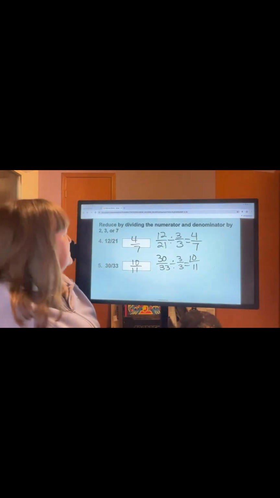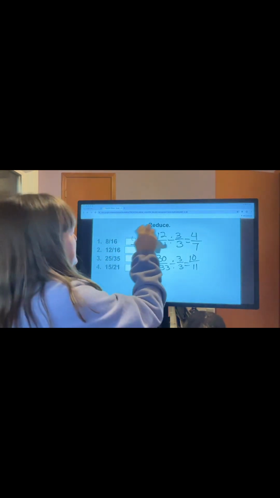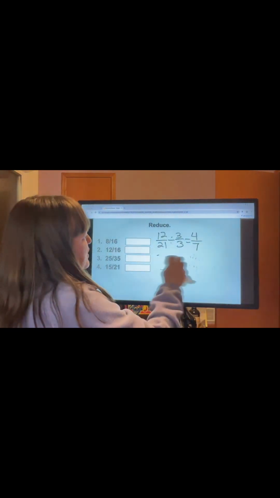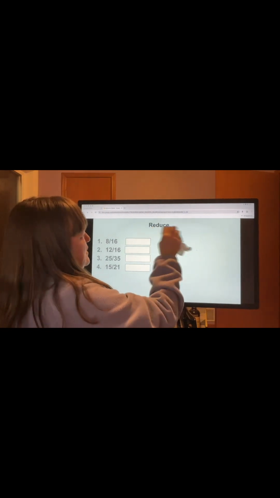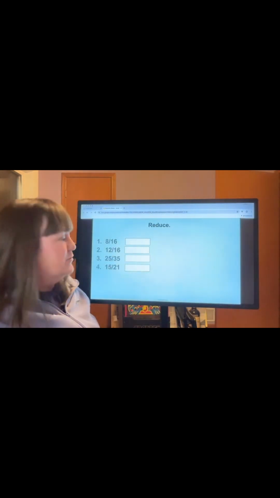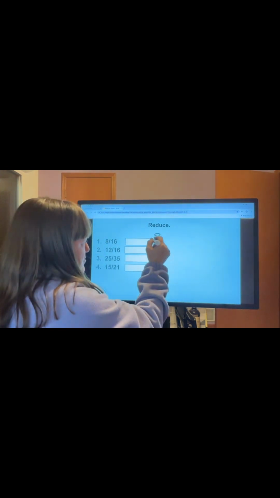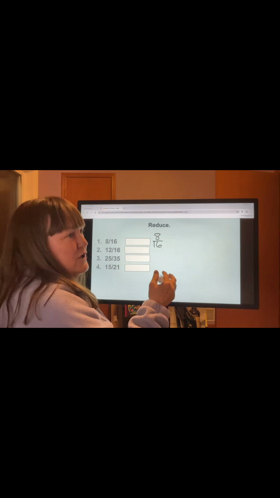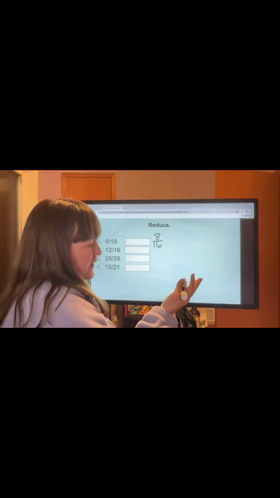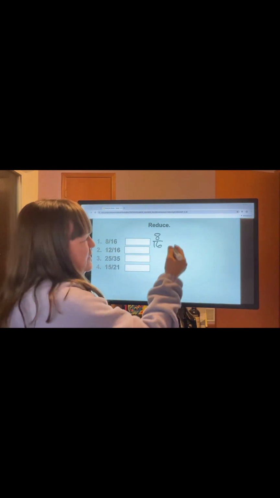Okay, let's go to the next one. It just says reduce. It doesn't give you the number to reduce it with this time, okay? But that's what you're doing. You're basically trying different numbers to see, okay? And if you don't pick the biggest number that goes into both of them at first, you'll just have to reduce again. It's okay. And sometimes, like with bigger numbers, that's what I do. I break it down sometimes.